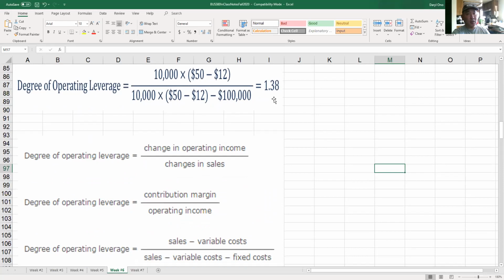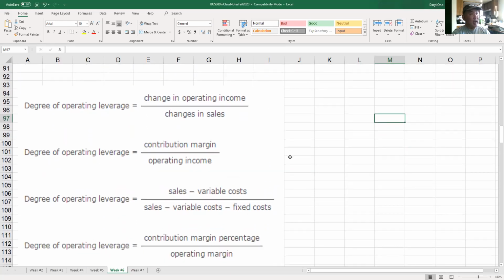Not too risky. 2 and above starts getting risky. So you can see here that I've put on other ways of calculating your degree of operating leverage. Again, this spreadsheet is yours. So you can save this and have all the different formulas for your degree of operating leverage. They should give you the exact same number regardless of which formula you use.